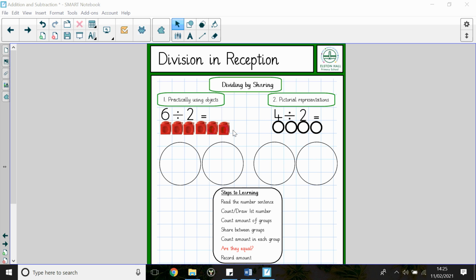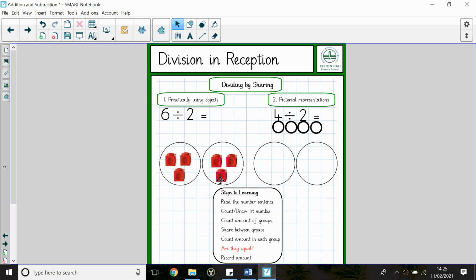The next step is to look at the second number and count the amount out in groups. We need 2 groups. Now our next step is to fairly share the cubes between the 2 groups. As we do this, we say 1 for you, 1 for me, 1 for you, 1 for me, 1 for you, 1 for me.